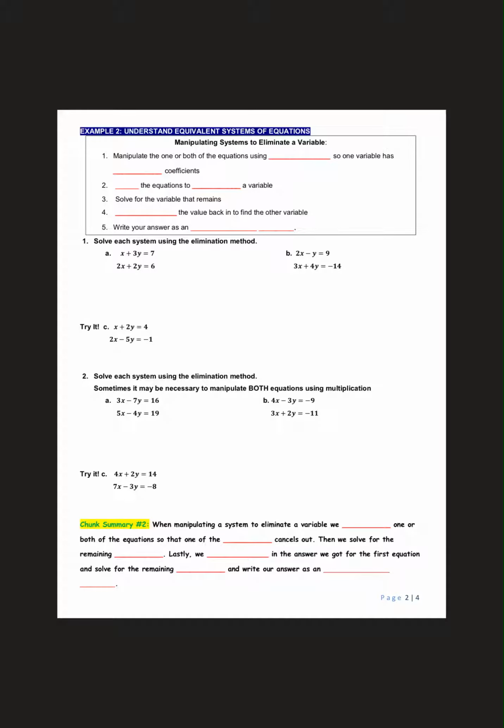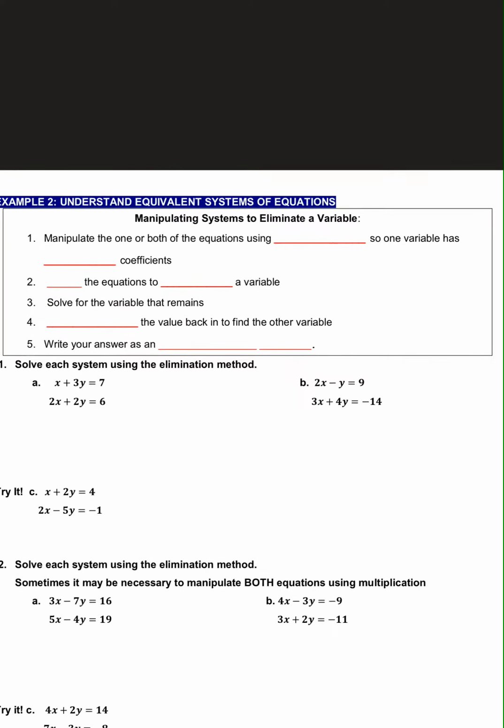All right, my friends, so just like you just discussed, sometimes when you try to use the elimination method, things don't eliminate. Therefore, that leads us into example 2, when we have to understand equivalent systems of equations. And we basically have to force stuff to eliminate. And we do that by manipulating and using equivalent systems. So let's go over the steps for example number 2.